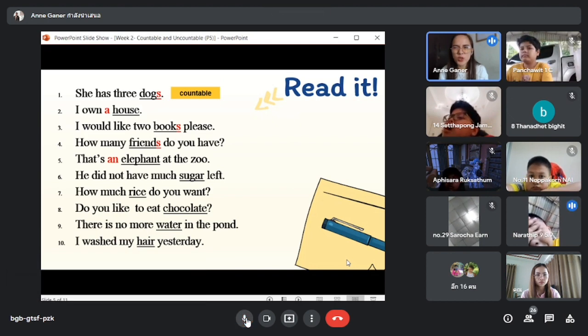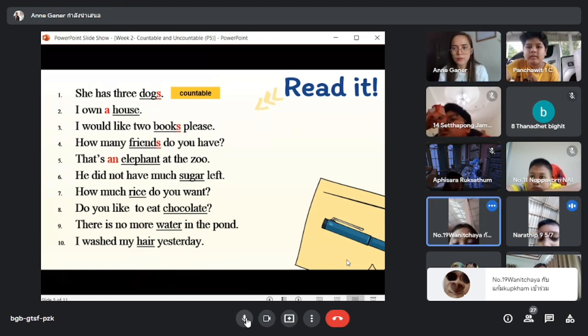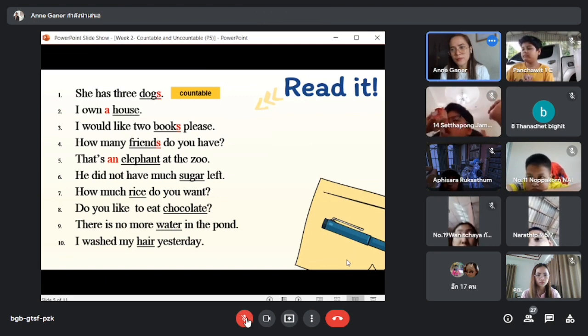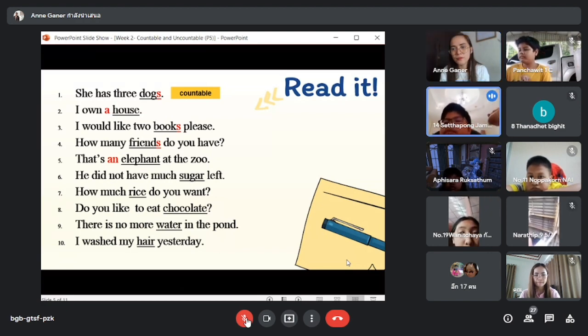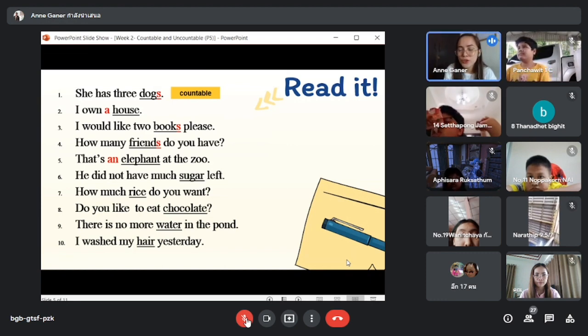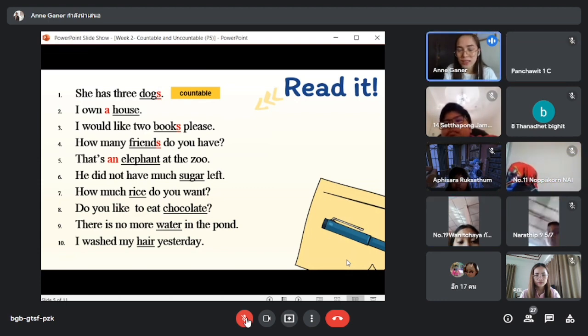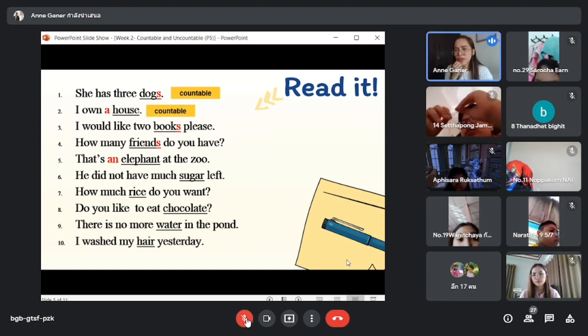Which is the answer for number two? I own a house. You read it first. Okay, what is the noun in the sentence? What is the noun? House. Countable or uncountable? Countable. Number three, please read.